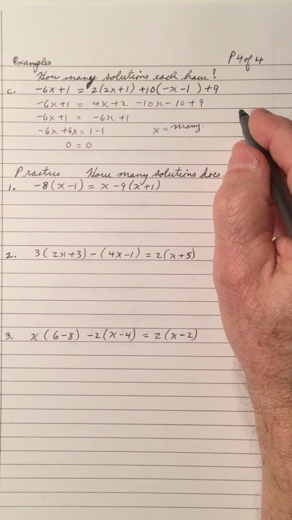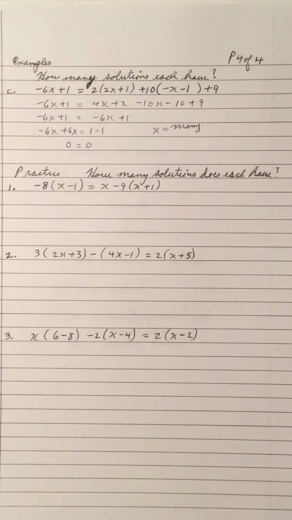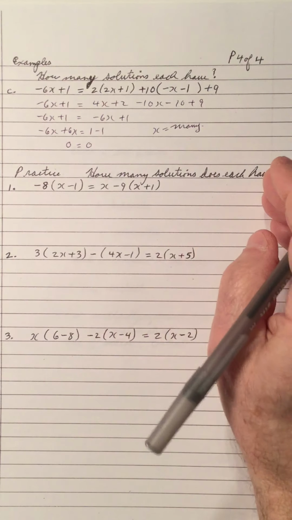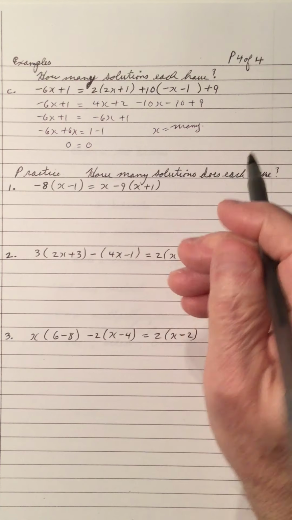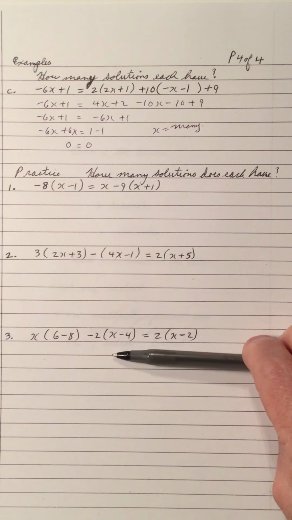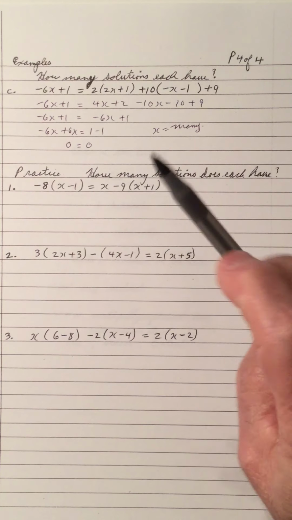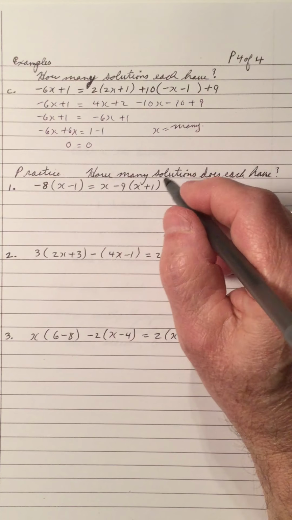And some people, when they have many solutions, say, well, the answer is the equation. There's many solutions here. 0 equals 0. So, pause your video and work out these to see how many solutions. See if you're going to get them right. One, none, or many.